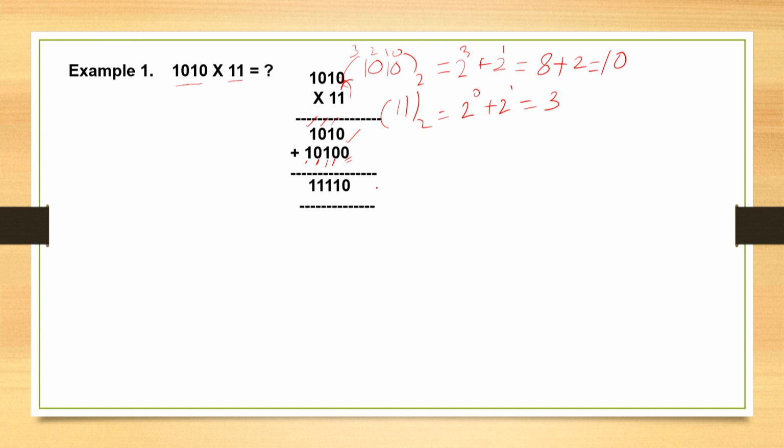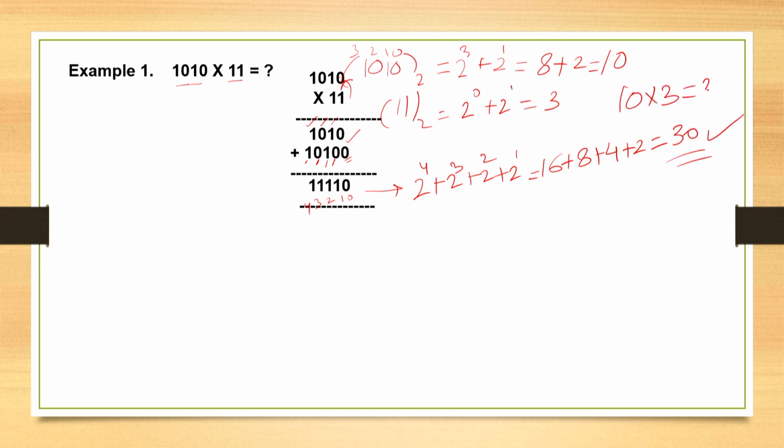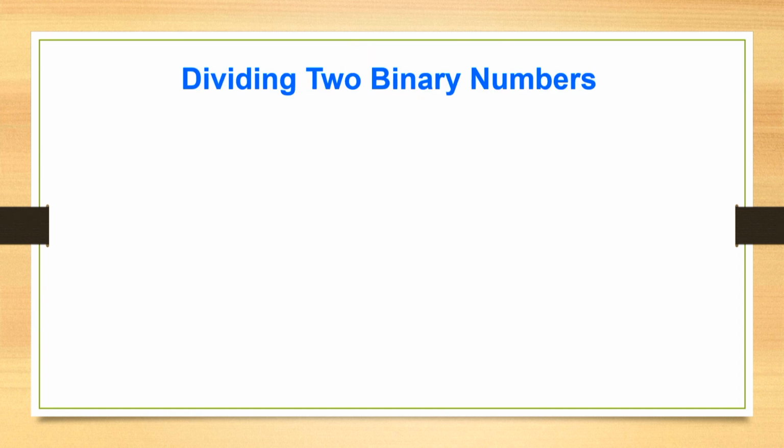So, this 1 1 1 1 0, this is equivalent to what? 0 1 2 3 4. It means 2 to the power 4 plus 2 to the power 3 plus 2 to the power 2 plus 2 to the power 1, that is 16 plus 8 plus 4 plus 2, which comes out to be 30. Yes, it is correct, because 10 multiplied by 3 is nothing but 30. So, in this way you can cross check whether the multiplication that you have done is correct or not.